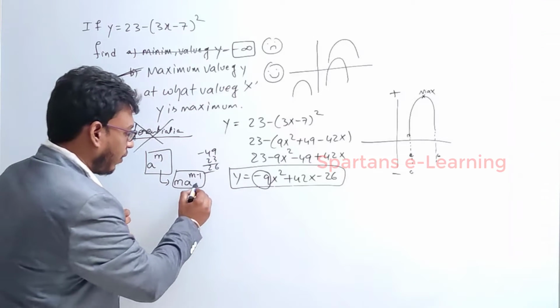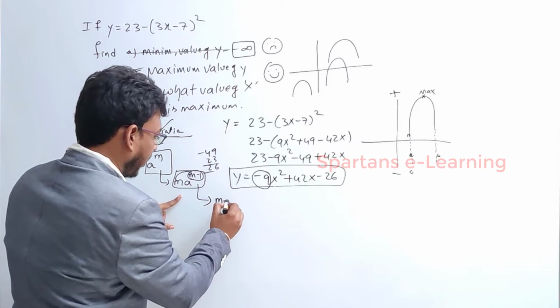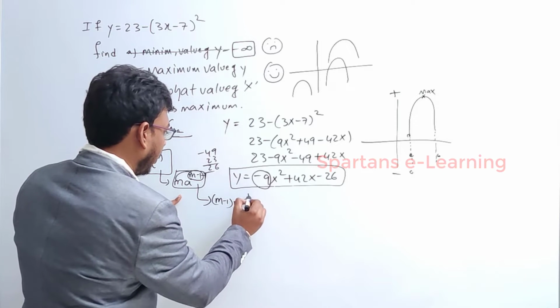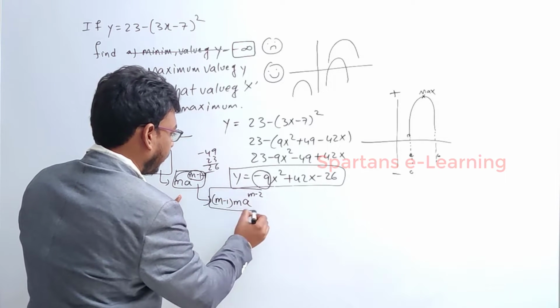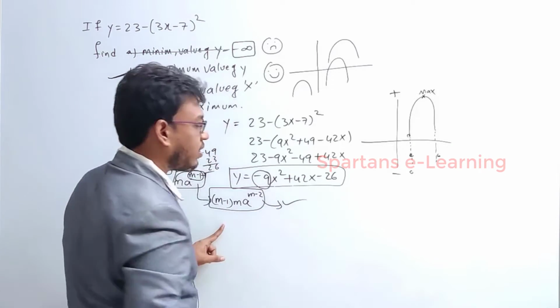If you want to do second level differentiation, what you will do? This power you multiply here, so it will be m minus 1 into m into a power reduced by 1, m power minus 2. That's it. Now you must be knowing, if you wanted to do third level differentiation, you can do it easily, right?